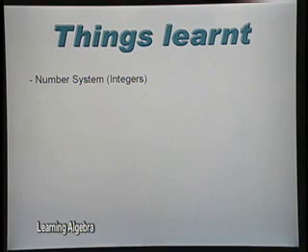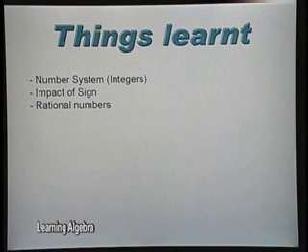We have learned number systems, we have learned about integers, positive integers, negative integers, whole numbers, and we talked about sets, collections, what a set is, what integers are as a set, as a family. Then we talked about the impact of putting a sign in front of a number. If there is a positive sign in front of a number, we can drop that positive sign, and if there is a negative sign in front of a number, we cannot drop it. We also talked about the rational numbers family.